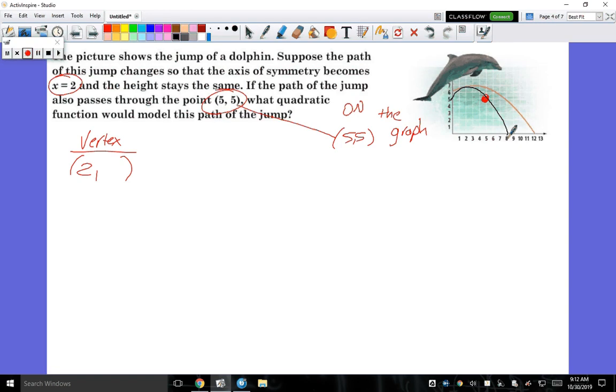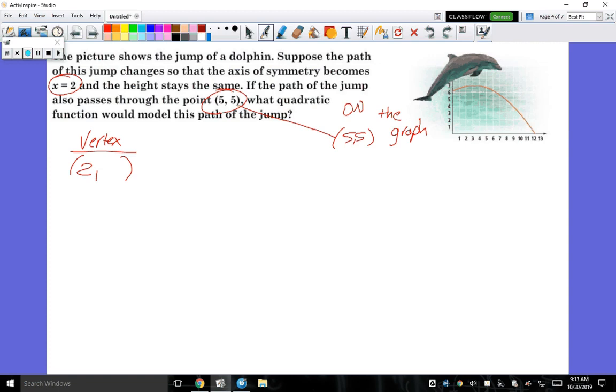Yes? We could find the mirroring points for sure. Let me see. Also passes through (5, 5). I might have to change this because I don't want to confuse you, and some of you are looking confused right now. That picture does not match what we see. It does not. Correct. Do you agree with me? Yeah. It says the path of change, like you're changing. Becomes x equals 2. That's the original. Thank you, Jordan. So this is the original, and we're changing it to.